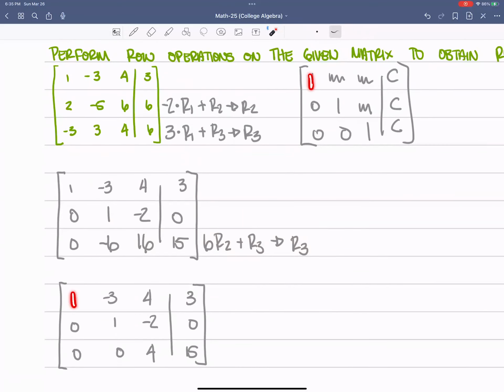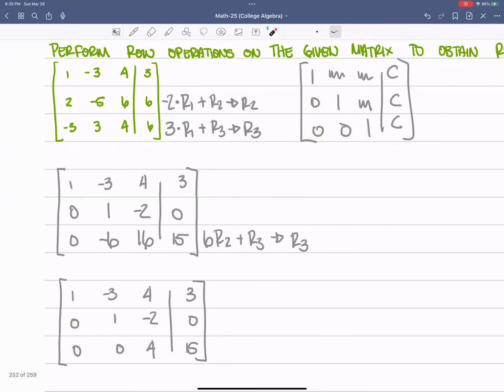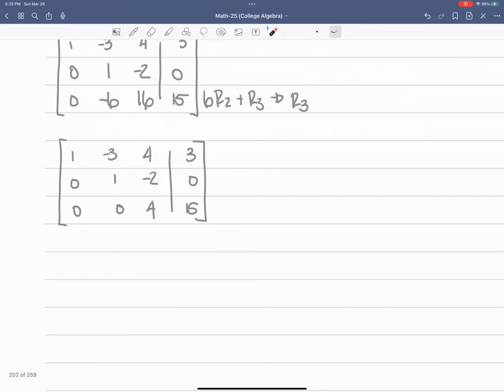So 1, 1, we have the zeros where we need them. We have a 1 here. We need this one. We don't have that one, but that's a really easy fix. All we have to do is divide by 4, or I don't like using that word in matrix. So we're going to multiply by 1/4. We're multiplying row 3 by 1/4 for the new row 3.